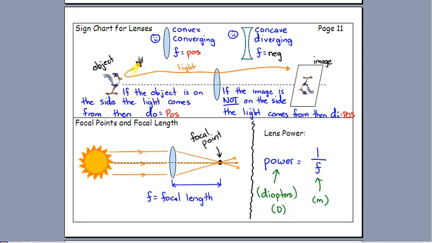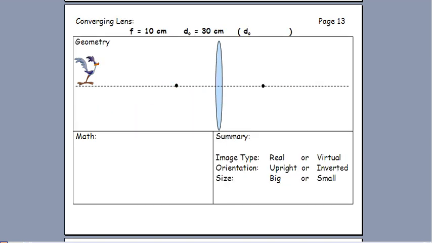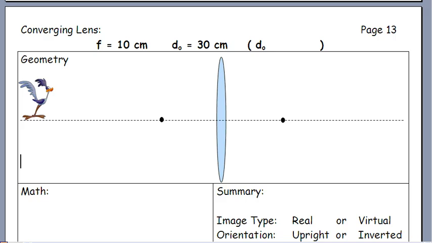Here are the rules for plus and minuses. If it's a nice lens, which it will be for this lesson, it's a positive focal length. If the object is on the side the light comes from, DO is positive. And if the image is on the other side to the light, the DI is positive. Let's give this a try and see what happens. So here's our first of a few examples that we're going to try out today and see where the image would actually be.